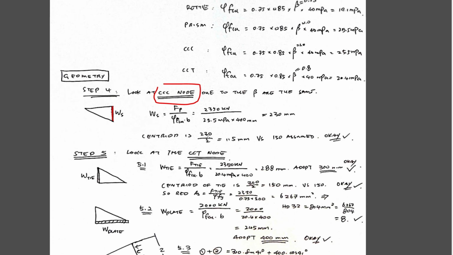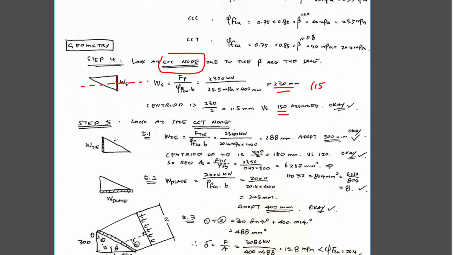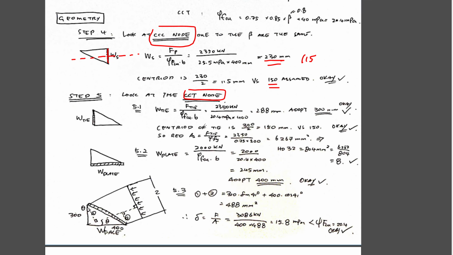Then we just need to make sure that what we assumed is okay. Looking at the centroid of the prism strut, it is 115, and what we assumed is 150. So it's within the right ballpark, and that's okay. Next, we're going to look at the CCT node, because this node is a bit calculation intensive.